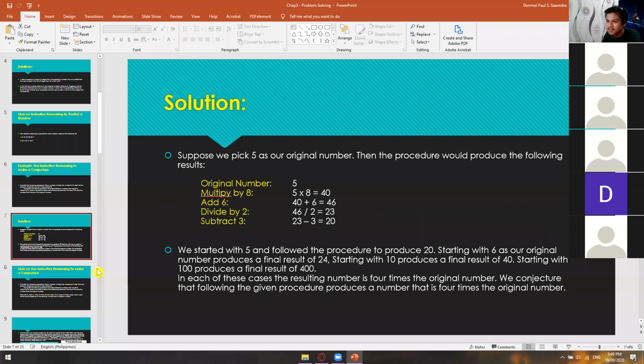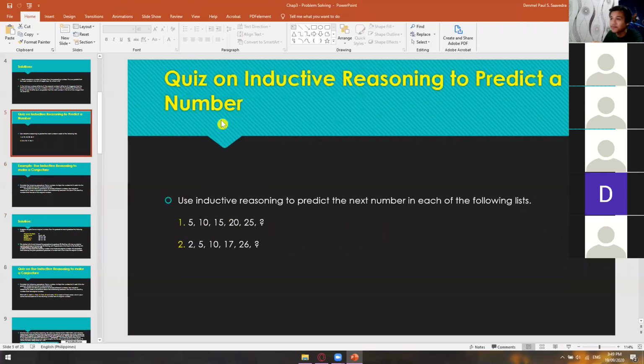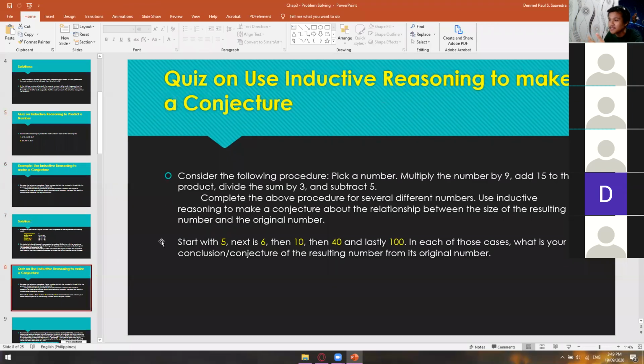That's good. So, lahat ito, yung mga in-example ko ngayon, yung una is inductive reasoning din yon, pero with the use of predicting a number. Ito naman is still inductive reasoning to make a conjecture. Okay? So, lahat yan based sa example.